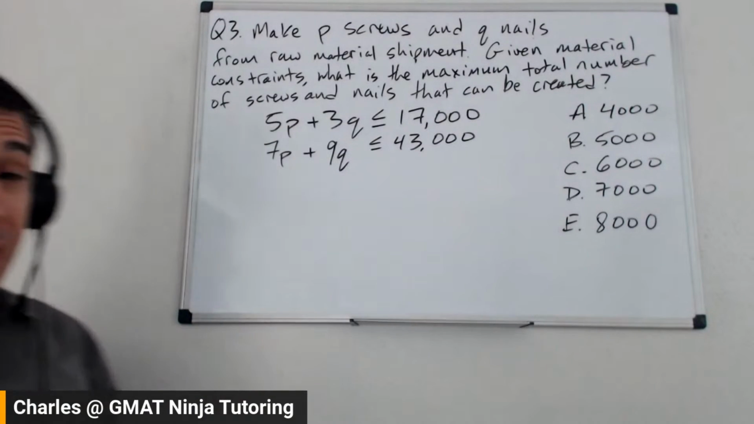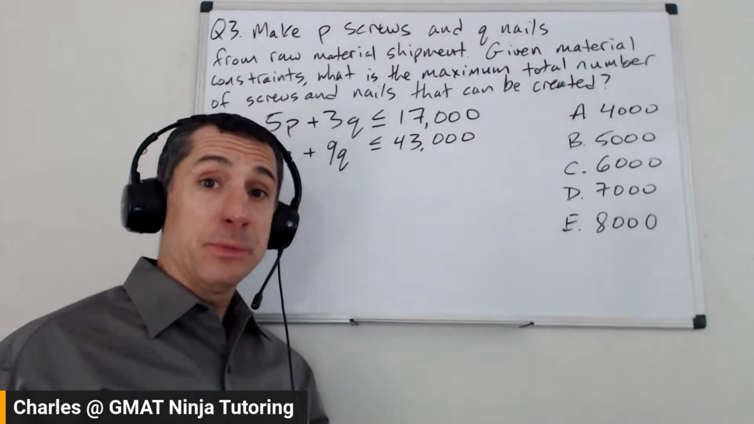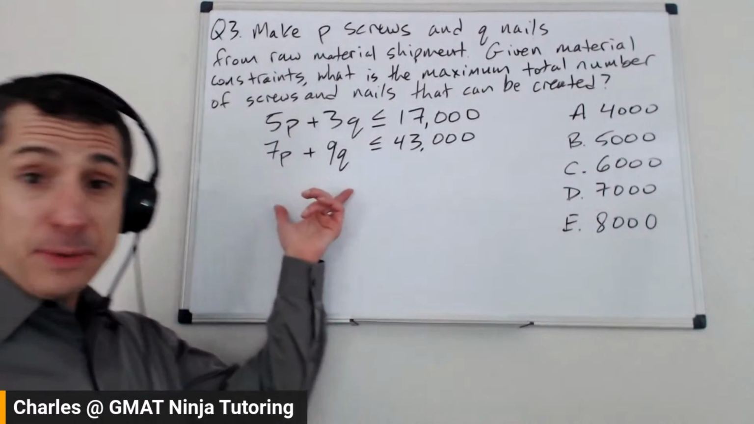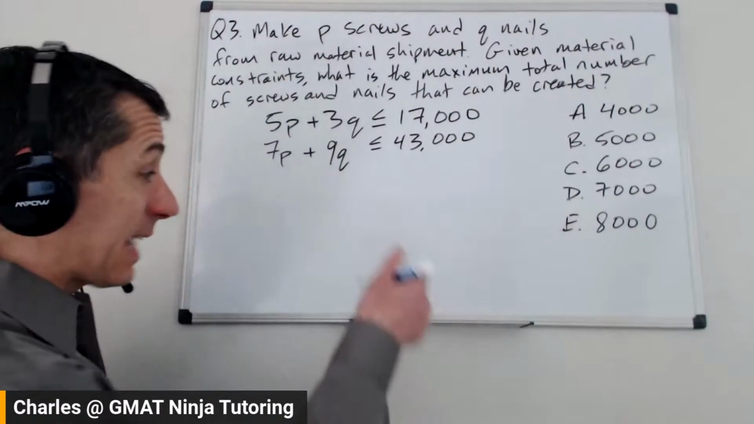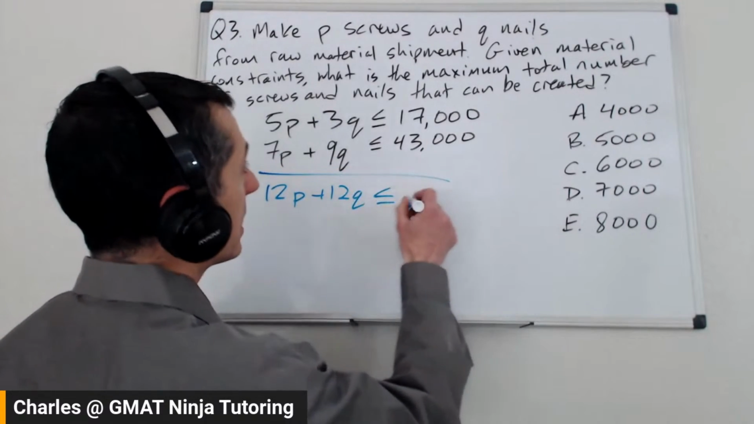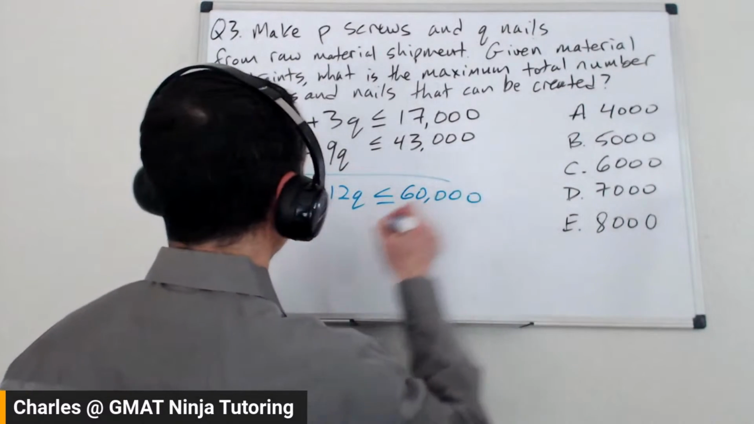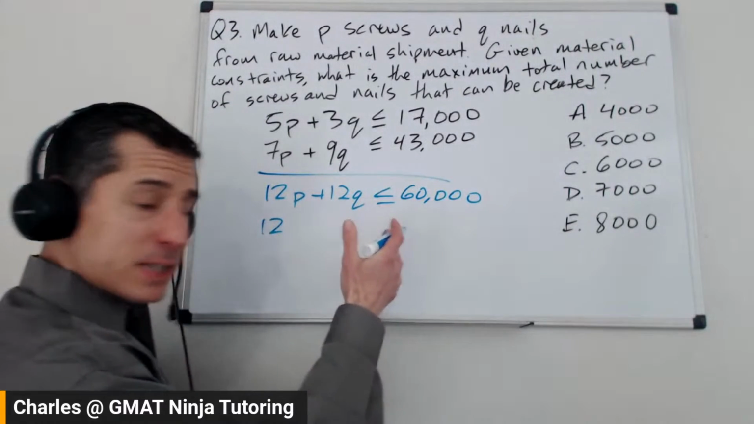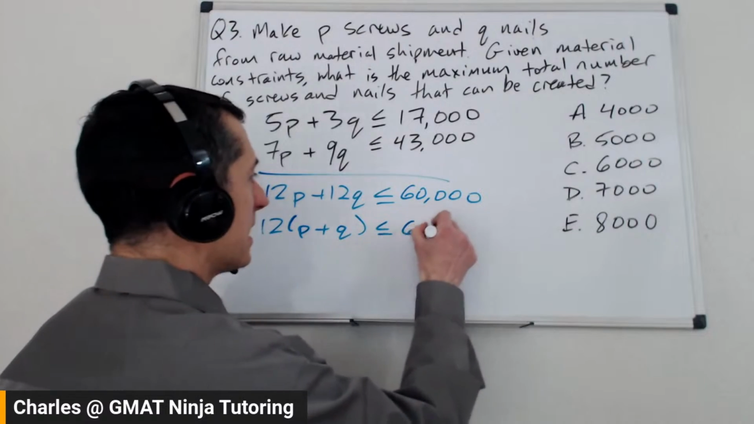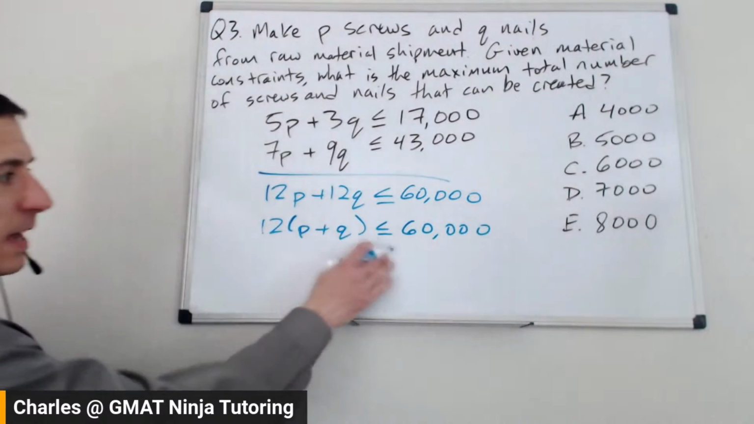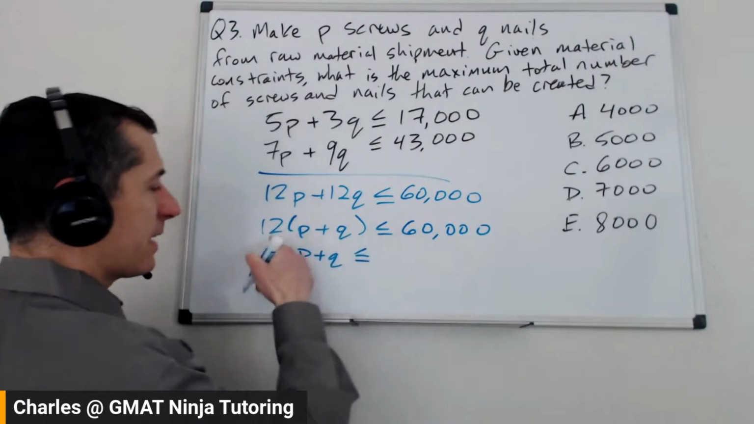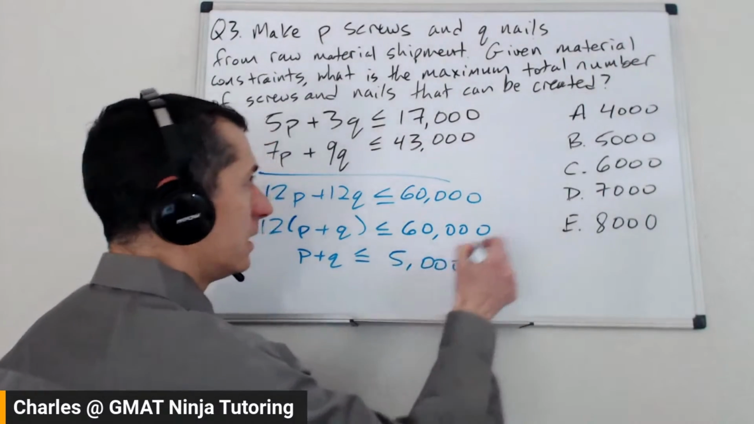So if you look at this and go, I don't really know what the bleep this thing is about, cool, great. That's fine. But let's see what happens if we add them. You don't even have to understand this that well. What do we get? Oh, 12P plus 12Q is less than or equal to 60,000. Factor out the 12 or just divide by 12, whatever your taste might be. I'm going to go ahead and factor it just in case it's not obvious enough. Divide by the 12, we get P plus Q less than or equal to 60,000 divided by 12, 5,000. And our answer is B.